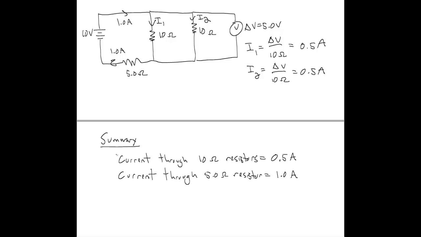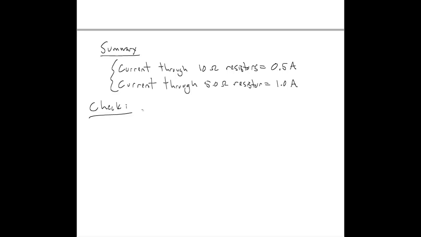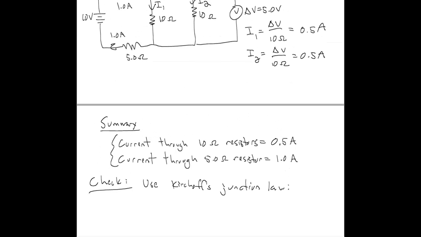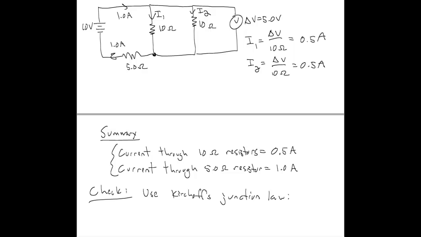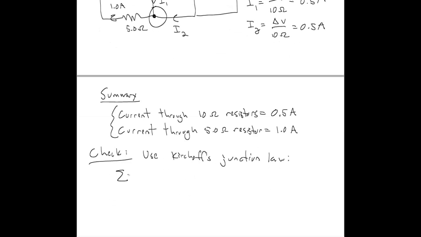is 1 amp. Now before we finish up, let's check to make sure that this makes sense by using Kirchhoff's junction law. So we look at a particular junction, say this junction right here, and we look at all of the currents in and out of that junction. Kirchhoff's junction law says that the currents in must be equal to the total current out. So the currents in are I1 and I2, and the current out is just the total current.